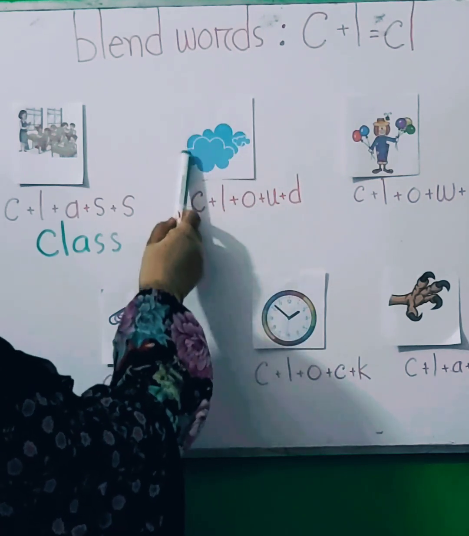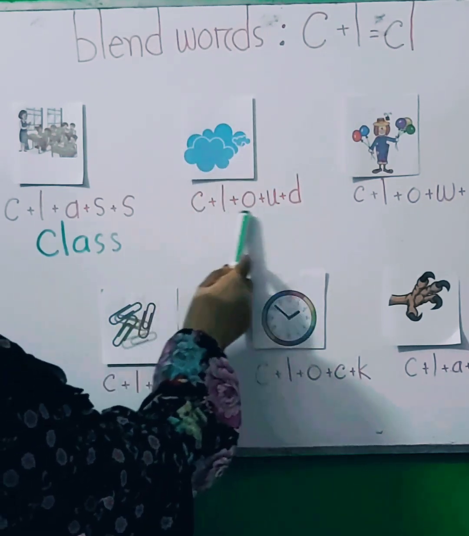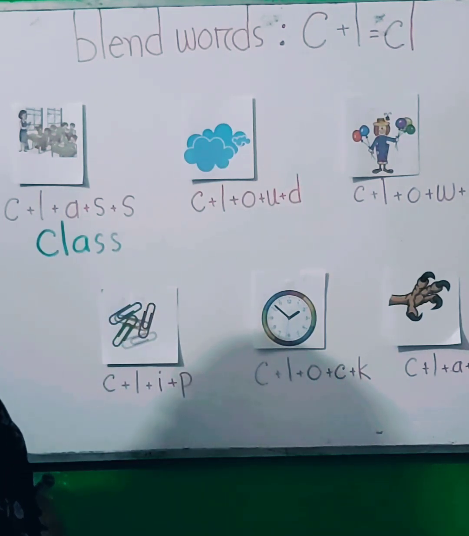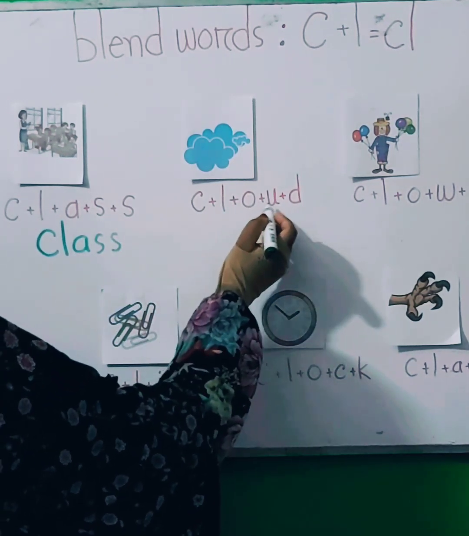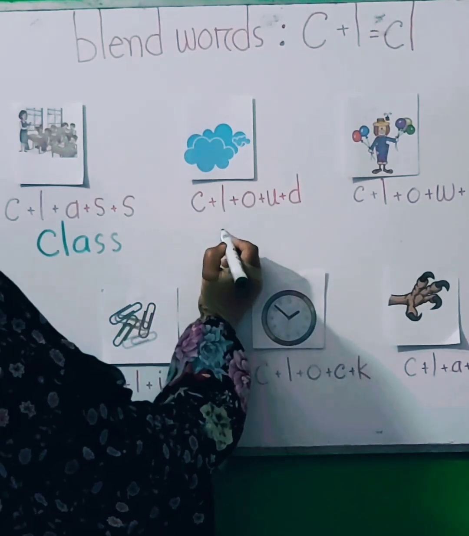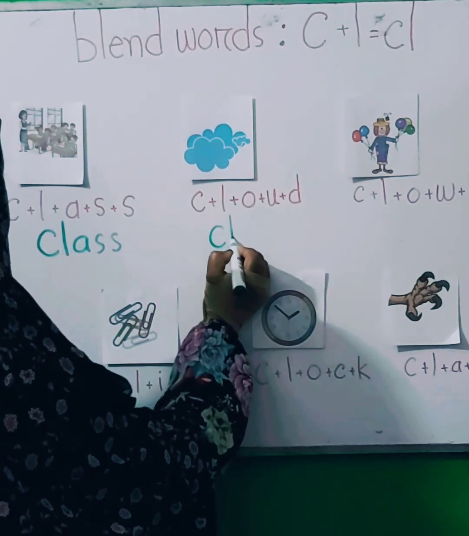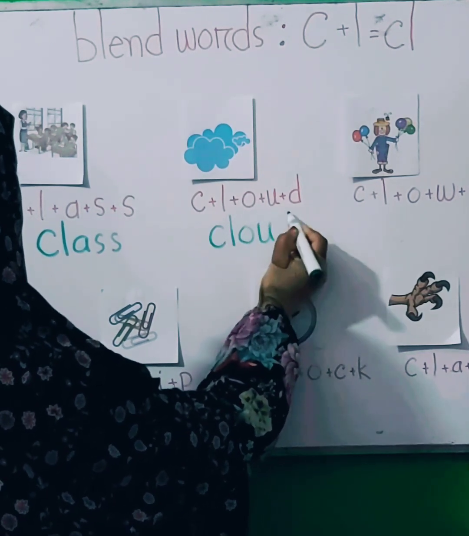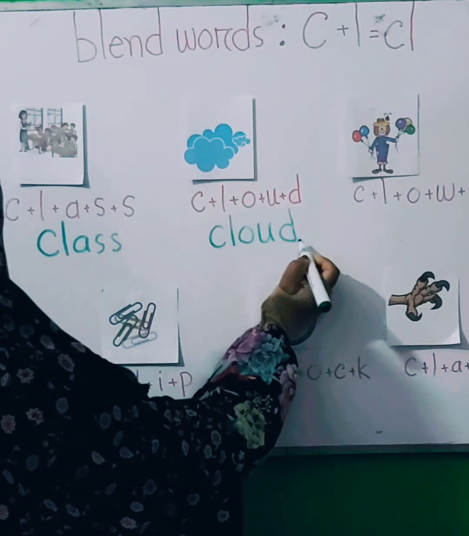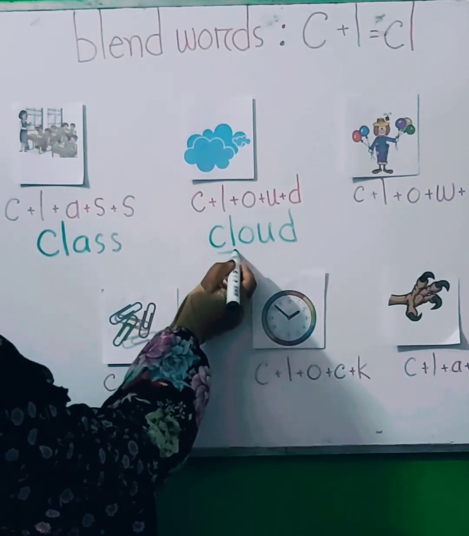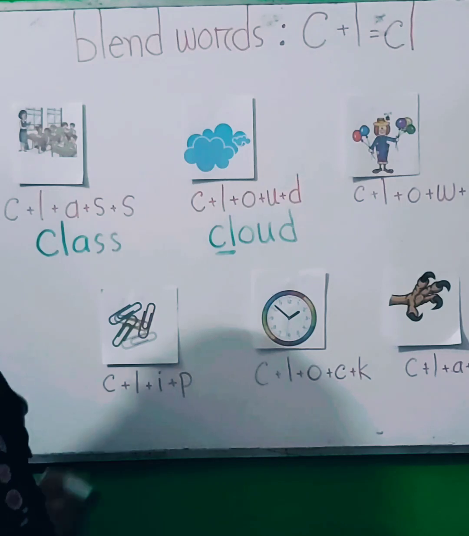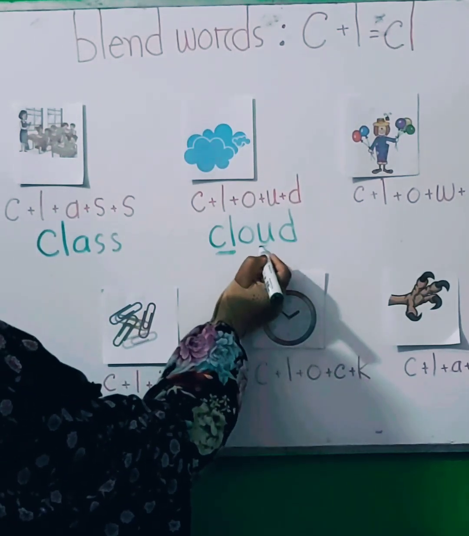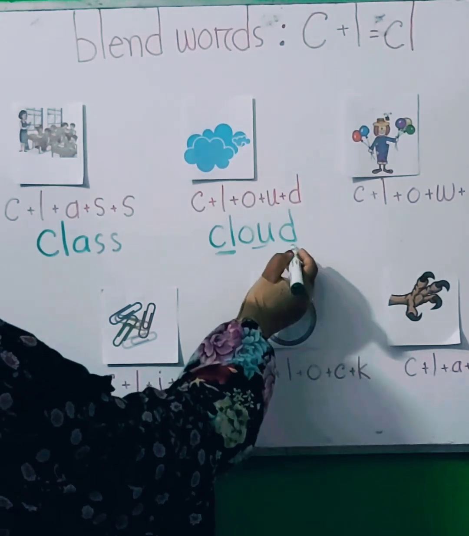Look at the picture. What's the picture about? It's a cloud. Okay. How many letters are here? Five letters. This is C, L, O, U, D. Okay. Let's make a word with these letters. What's the sound? It is clo. And now it's ow. D.